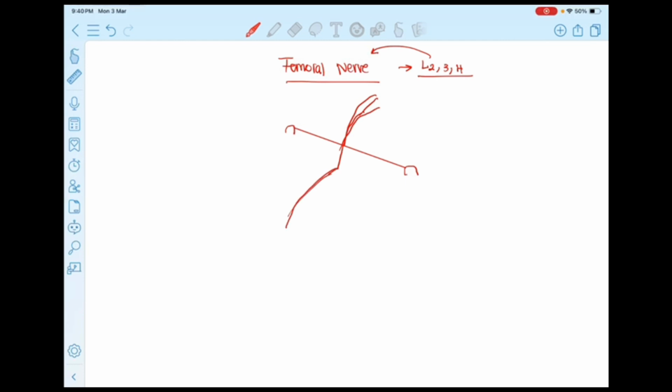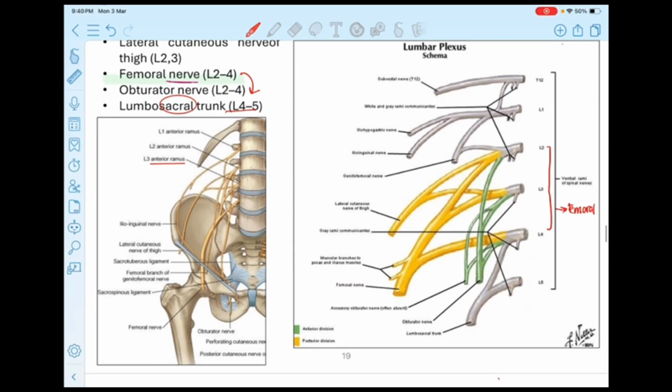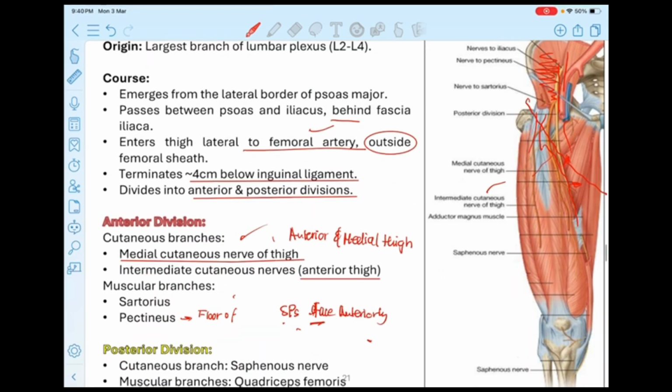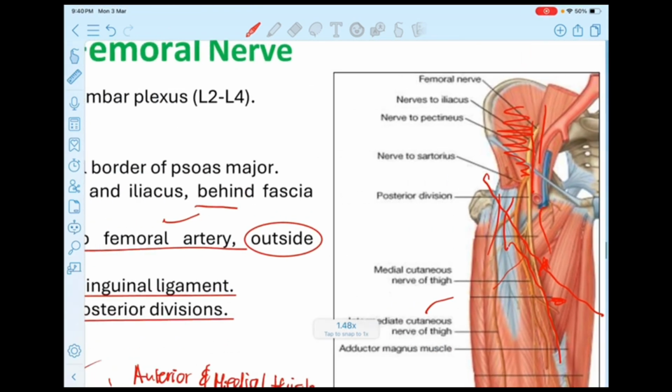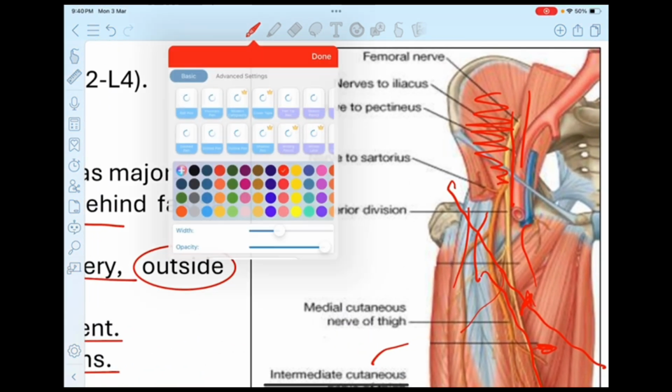We have our anterior division and posterior division, and each part of these are the ones that supply specific parts of our muscles or cutaneous divisions. Let's be more specific about the femoral nerve, which is somewhere around here. If we had to use Dr. Suni's PowerPoint, I'll just use this drawing real quick.